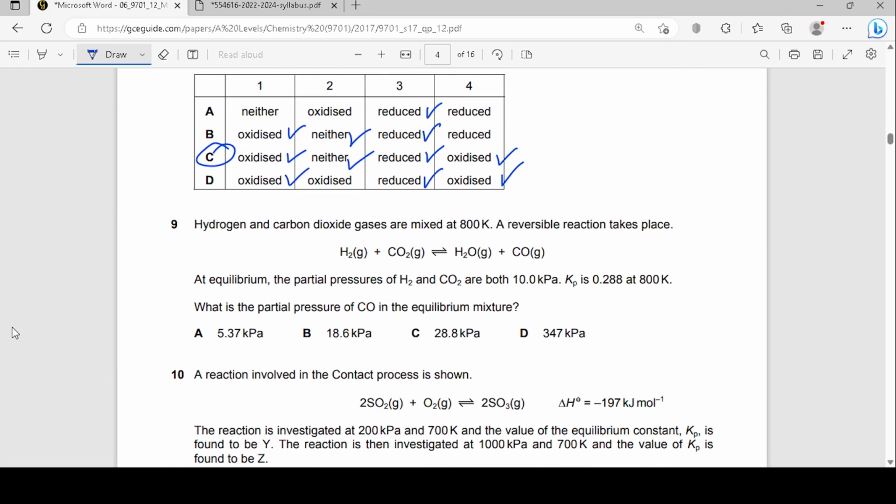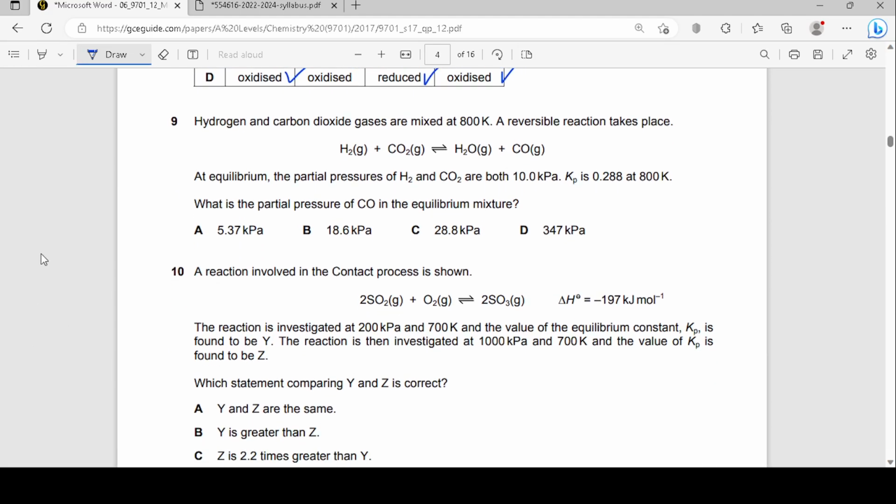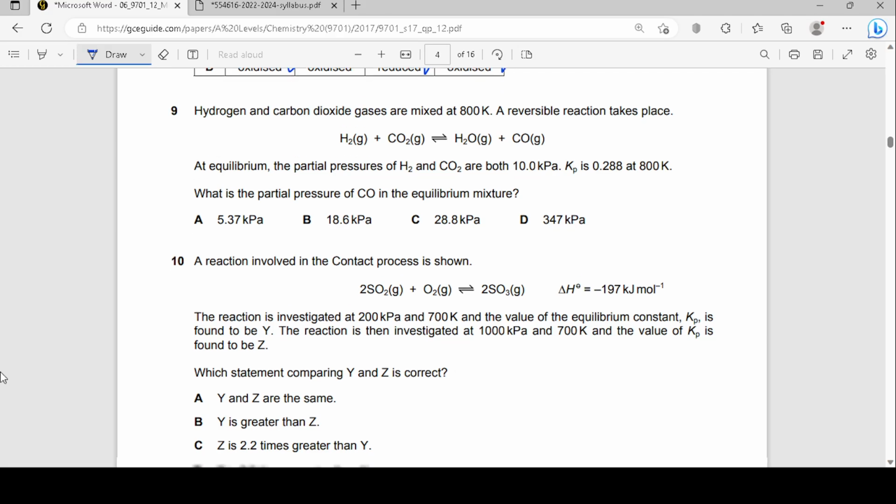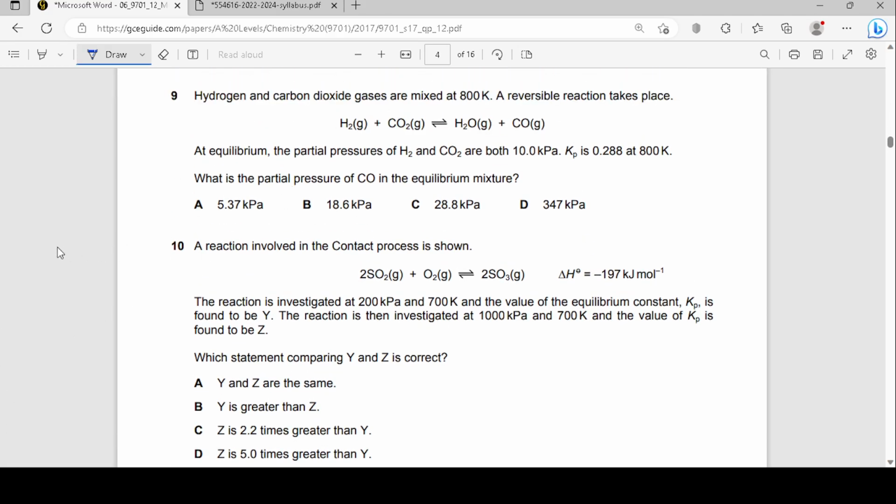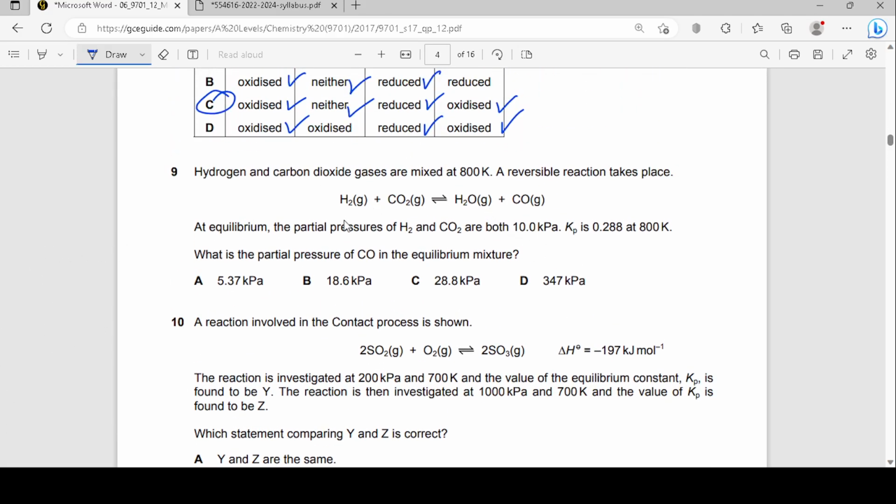Now, next question. Hydrogen and carbon dioxide gases are mixed at 800 kelvins. A reversible reaction takes place. At equilibrium, the partial pressures of H2 and CO2 are both 10.0 kilopascals. Let me write this as 10.0 kilopascals. This is also 10.0 kilopascals. Kp is 0.288 at 800 kelvins.